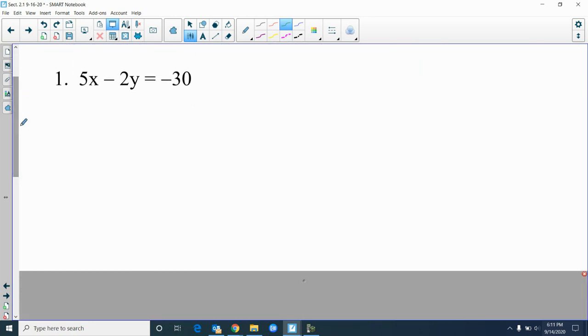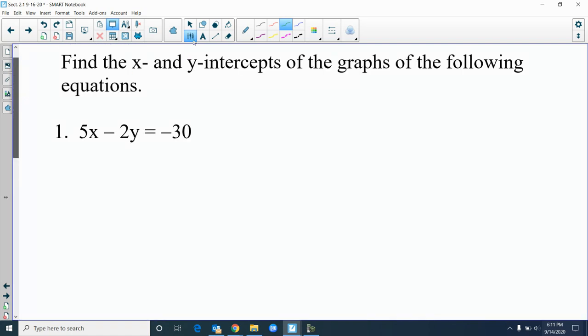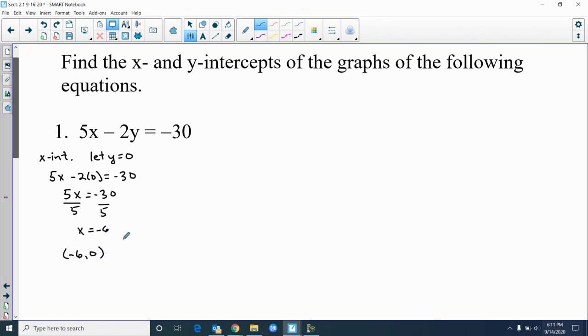5x minus 2y equals negative 30. So for the x-intercept, let y equal 0. So I get 5x minus 2 times 0 equals negative 30. That just reduces to 5x equals negative 30, divided by 5, x equals negative 6. Now I do want you to write these as ordered pairs. That's negative 6, 0.